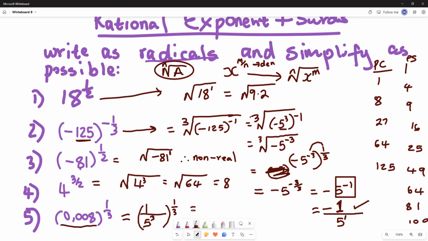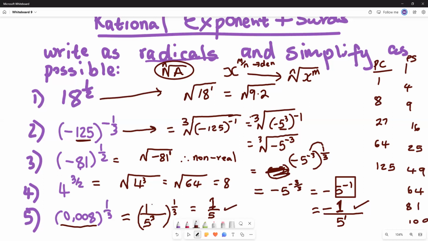So here I'm going to say, okay, 1 to the power anything is 1. So the 1 will just remain 1. And then this will be 3 times 1 over 3, which gives me 1. So I have 5 to the power 1. And that's my final answer.